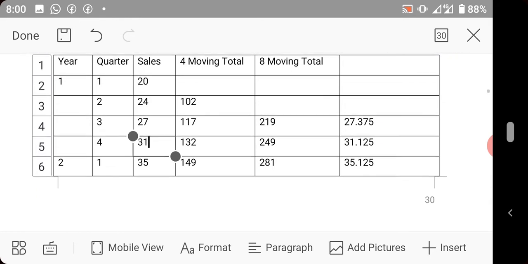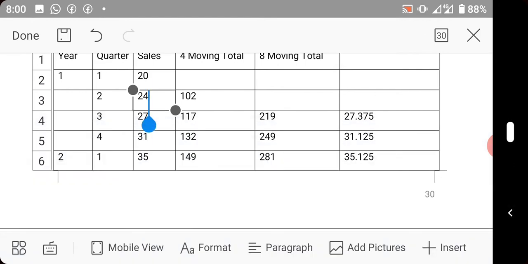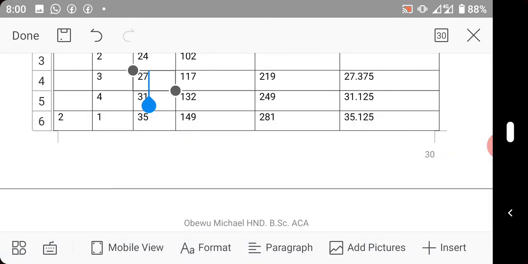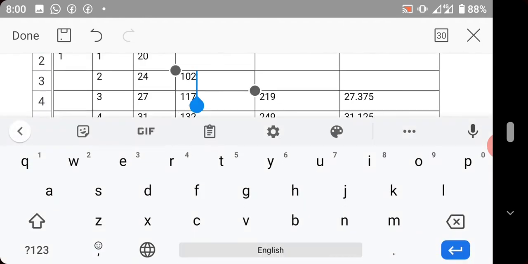Let's start. You add 20 plus 24 plus 27 plus 31. That will give you 102. You write it in the second row. Now, why are you writing in the second row? You see, 4 is an even number. It doesn't have a middle. It's difficult to get a middle of 4.